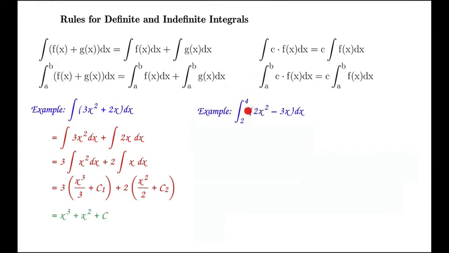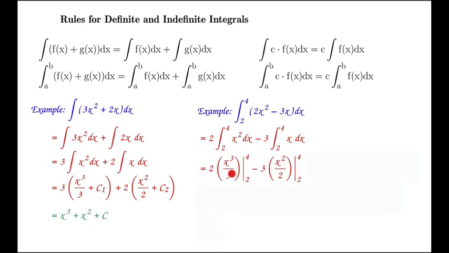Let's do a similar example with definite integrals this time. So here we have the integral from 2 to 4 of 2x squared minus 3x dx. Again, we can use this rule to separate it into two pieces. And since the 2 and the 3 are constant, we can pull them out in front. So here we've used both this rule and this rule together. And we see we now have these separate integrals to do, x squared and x. And so we do those.